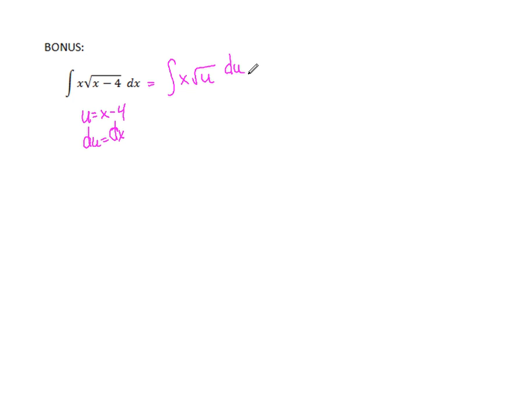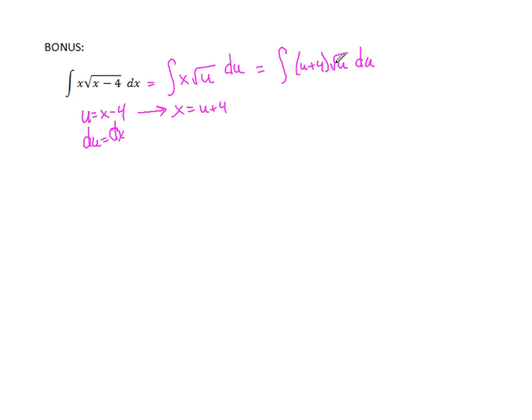Notice, though, my x doesn't cancel out. I haven't had a chance to cancel out anything to get rid of all the x's. Well, what I can do is take this and solve for x. Well, x would equal u plus 4 if I solve for x in that equation. So I'm just going to plug that in now. So the integral of u plus 4 times the square root of u du.